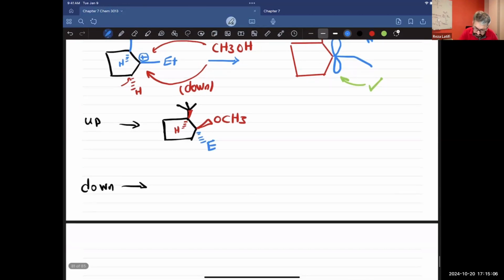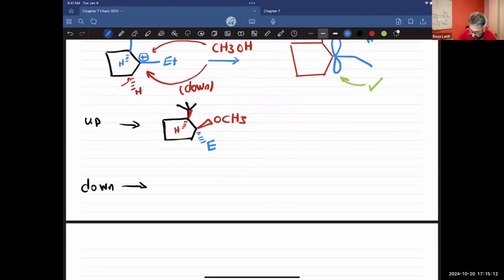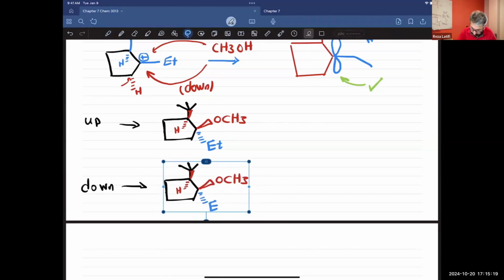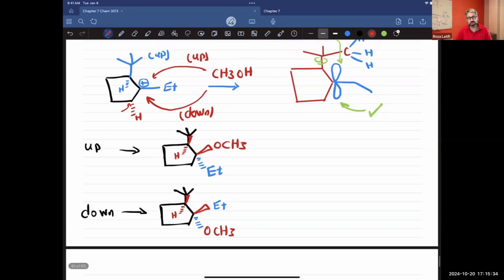Okay, and the other product will be the same thing, except the positions of the ethyl and the nucleophile will be swapped. So let's change these two. If we change these two, we get ethyl on the top, but this is going to be OCH3. Okay, the question is which one of them will be favored. The one that we got through addition from the bottom of the molecule is going to be the major product. And that one will be the minor product.